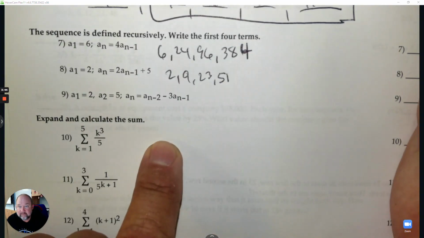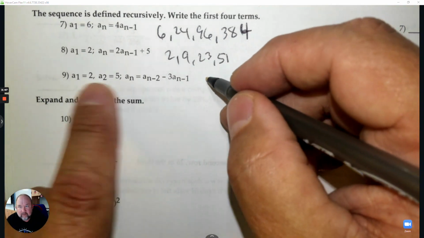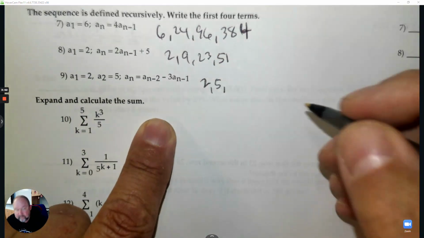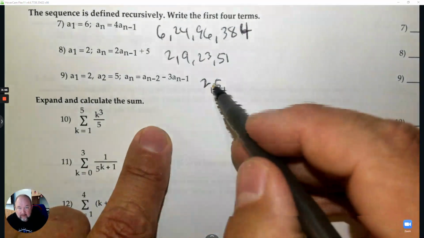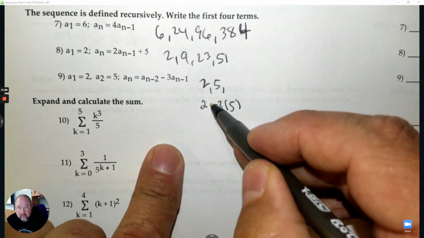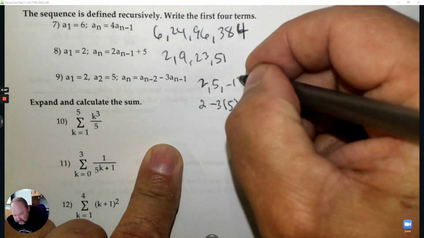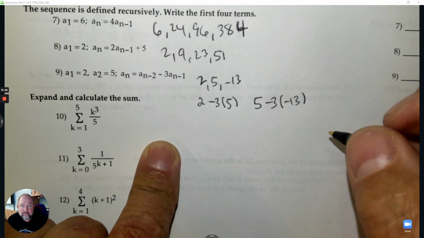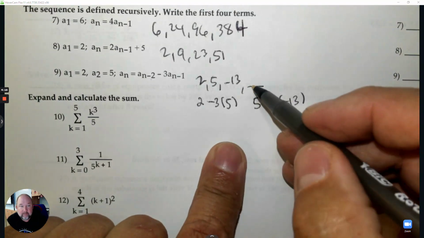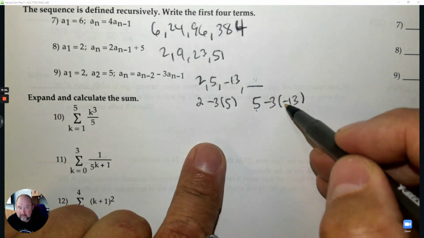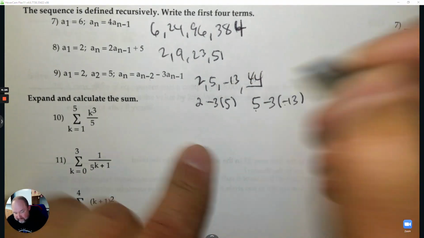And there it is. This one's the tricky one. So the first 2 terms are given, which are 2 and 5. And then what it tells you to do is take 2 terms back, which is 2, and then subtract 3 times 1 term back. So it's going to be 2 subtract 3 times 5. And we're going to do that again. We're going to go 5 subtract 3 times negative 13. So if I want to find the next term, I go 2 terms back, that's 5, subtract 3 times 1 term back, and then add, that's 39 plus 5, and you have the answer.